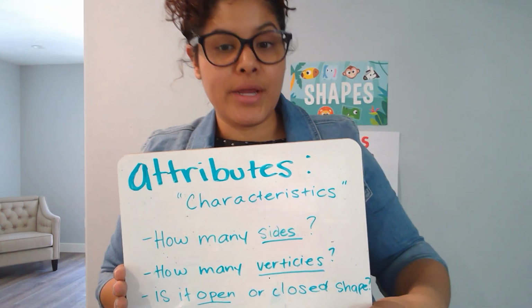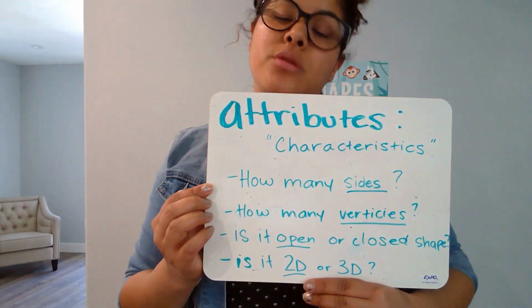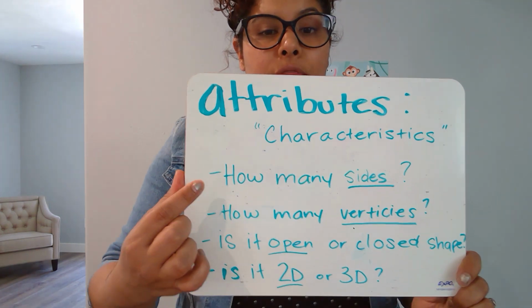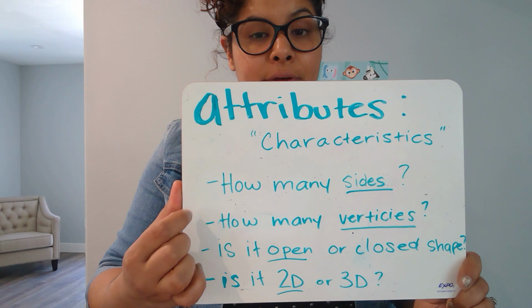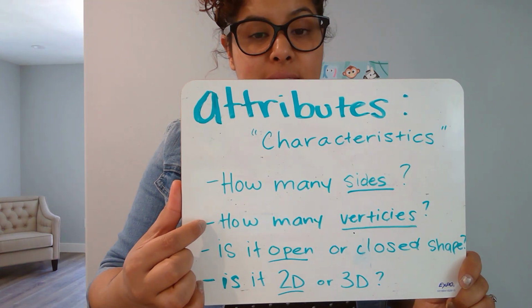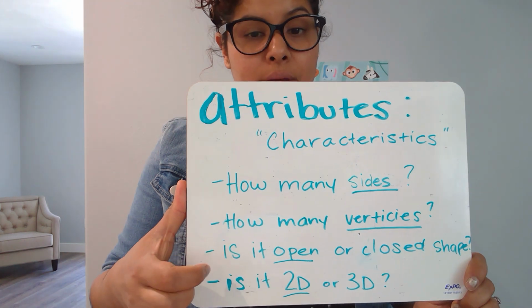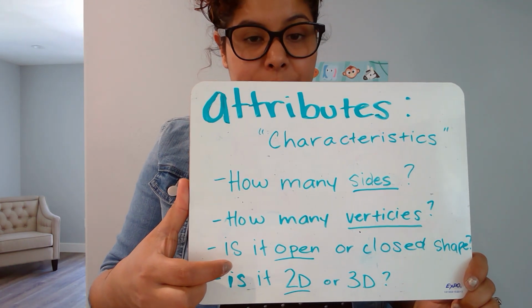When we're considering our attributes, we want to think of these 4 questions, and we will talk about the vocabulary words that are underlined as well. The first one is, how many sides does the shape have? How many vertices? Is it an open or closed shape? And is it a 2D or 3D shape?